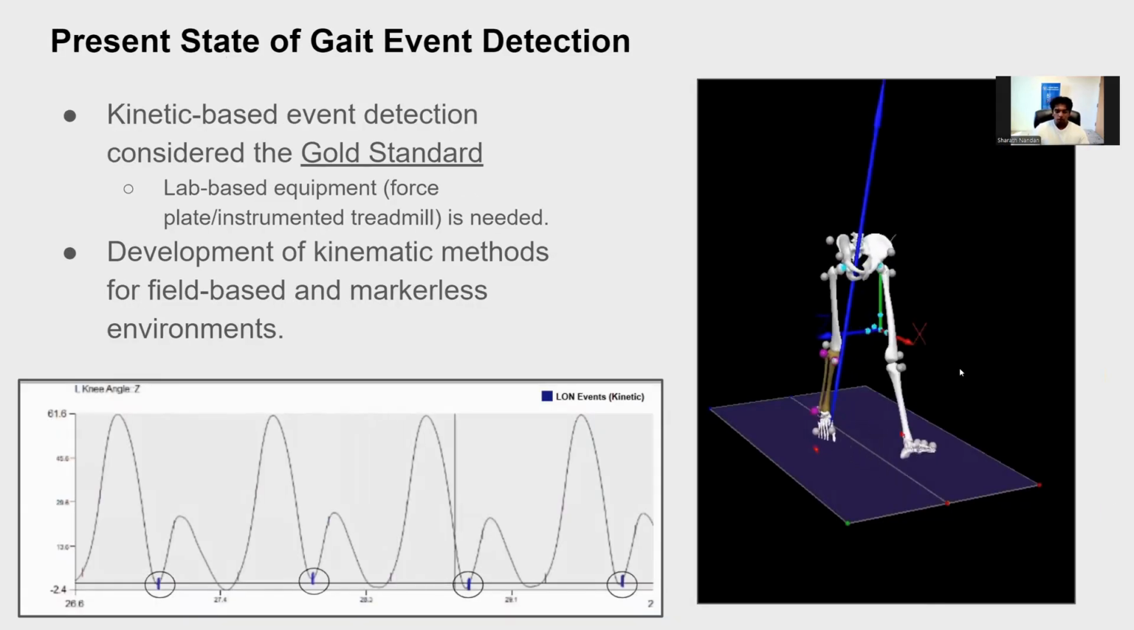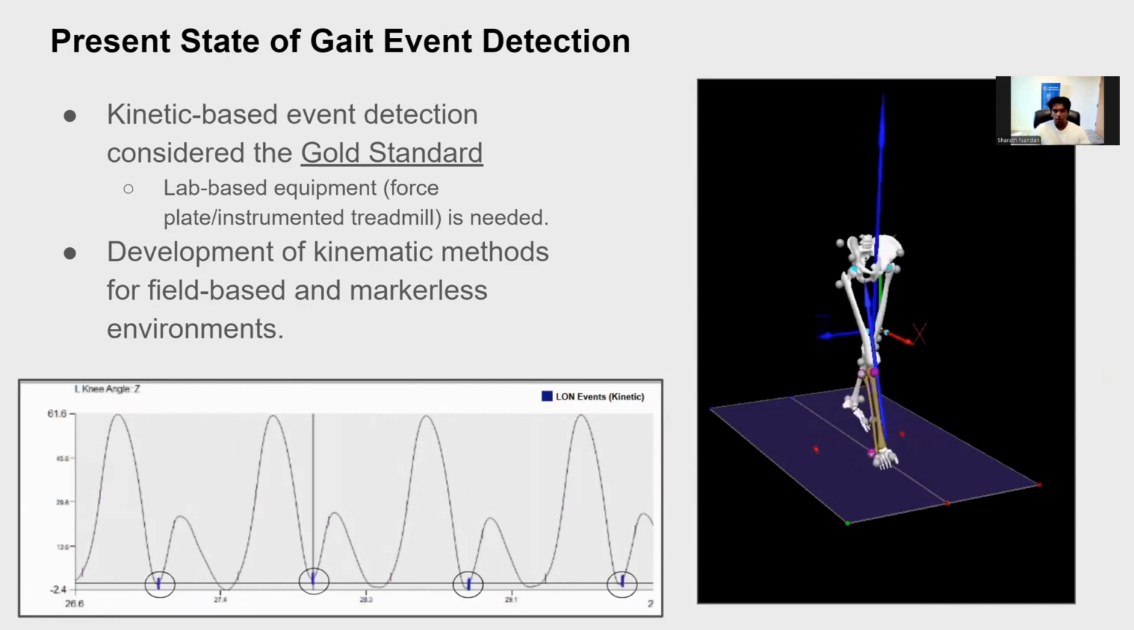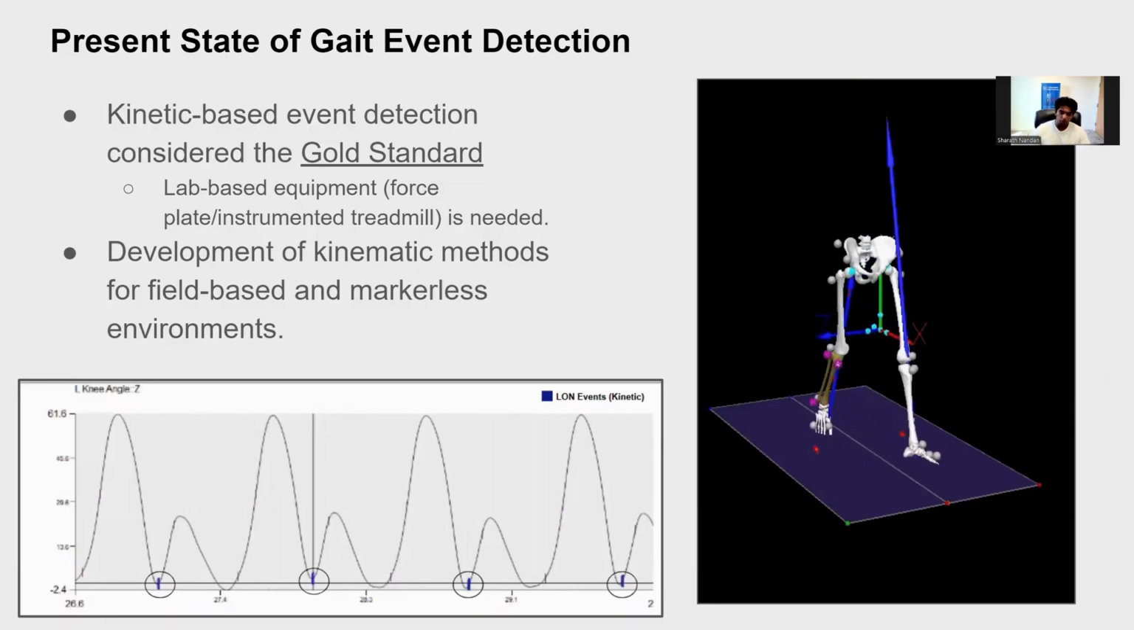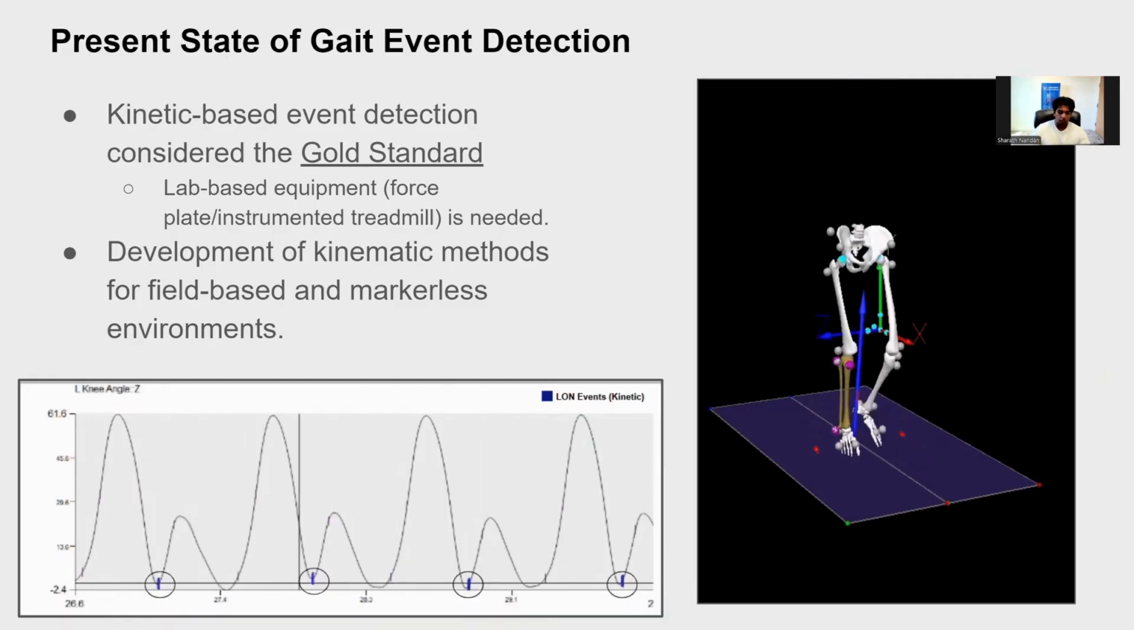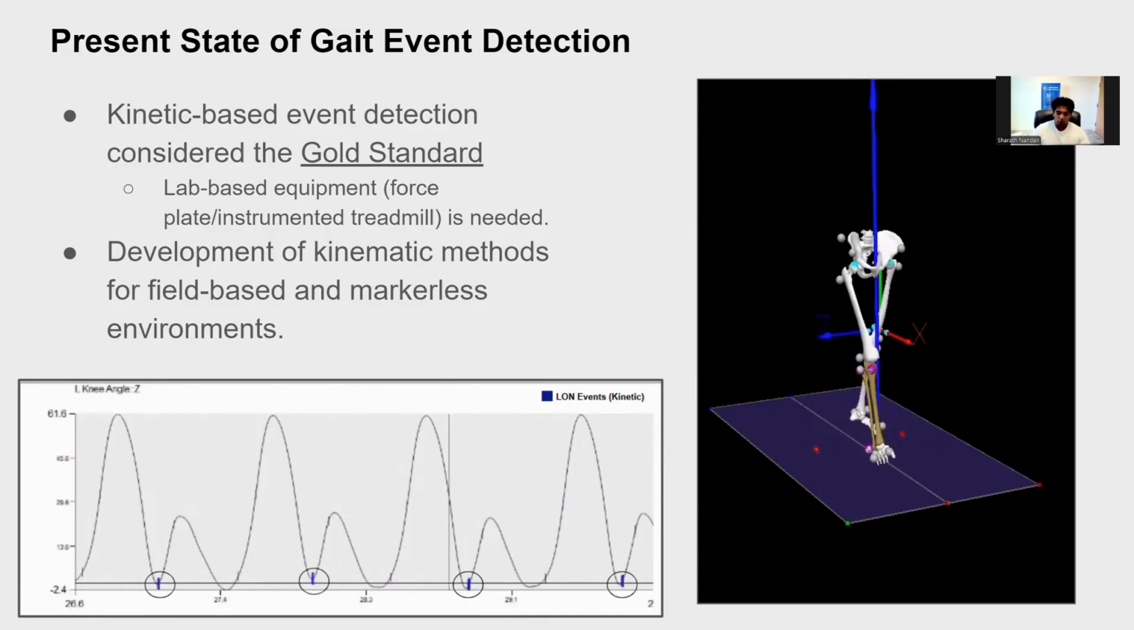So right now, the gold standard for detecting these gait events is using kinetic data. Essentially, what this means is identifying contact on and contact off events by placing thresholds on ground reaction force signals. These are usually measured by force plates or instrumented treadmills. This is to detect exactly when the foot hits or leaves the ground.